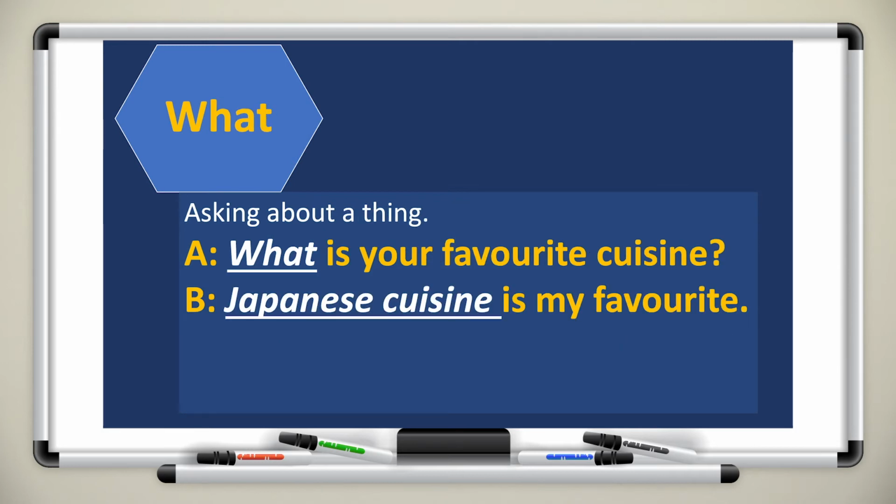When I want to ask about a thing, I will use what. For example, what is your favorite cuisine? And the answer will be Japanese cuisine is my favorite. Because the question starts with a what, I'm asking about a specific thing, and the answer should contain a thing.